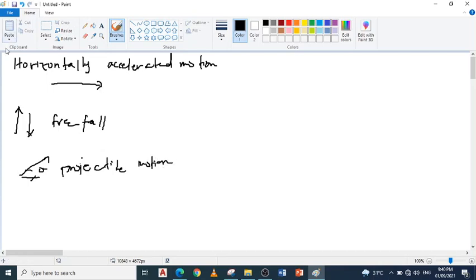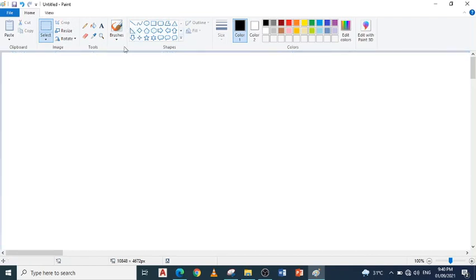Okay, so let's start with horizontally accelerated motion. So there are only 5 formulas that you have to remember kapag dating sa mga pagdating dito sa horizontally accelerated motion. Okay. So, say we have a distance, di ba? X. So, we all know that is, say, the distance traveled.